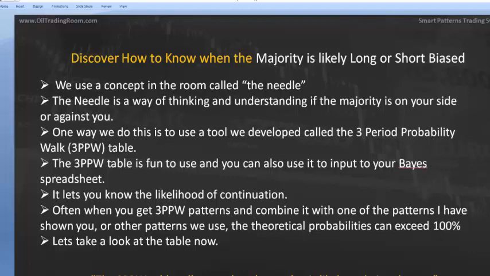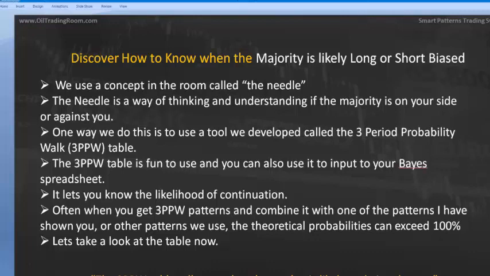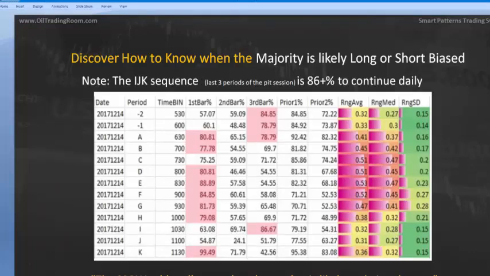So let's take a look at this table and see what it's going to tell us about what the market might do in advance. This table right here is a 3-period probability walk table, and this will help you to know if the market's biased long or short under any given circumstance, and how likely it is to continue. So one that I like to trade every day happens to be IJK. Those are the last 3 30-minute periods of the day.